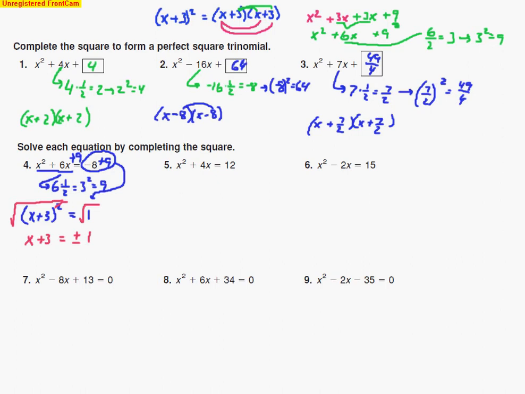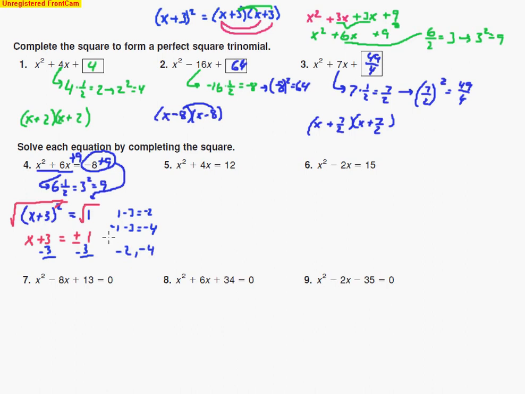So now we want to find the values of x that make that the case. You're going to subtract 3 from both sides, and then you've got two problems to set up. Here we have a positive 1 minus 3, which makes negative 2. And then we also have a negative 1 take away 3, which makes negative 4. Those are the two answers that we end up getting: negative 2 and negative 4.